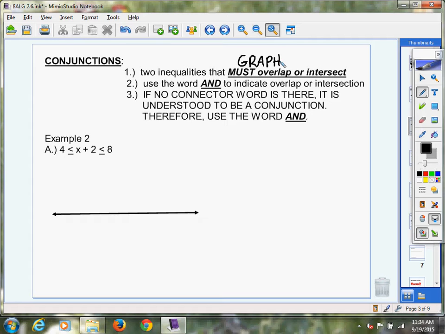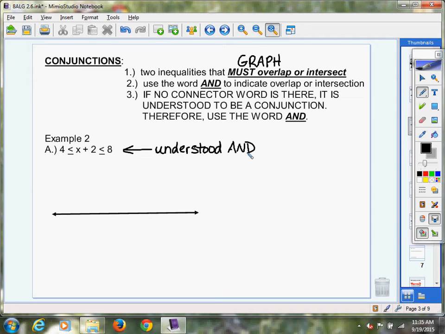Now, number two, you're going to see the word "and" in a lot of cases to indicate that it's definitely an overlap or an intersection. In some of the ones that we're doing in example 2, they're not going to show you the word and, and that's okay. As long as you see one long sentence, just like you see in example A. See how it's one long sentence, 4 is less than or equal to x plus 2, which is less than or equal to 8. This is an understood and. We don't see the word and, so it's understood to be an and problem.